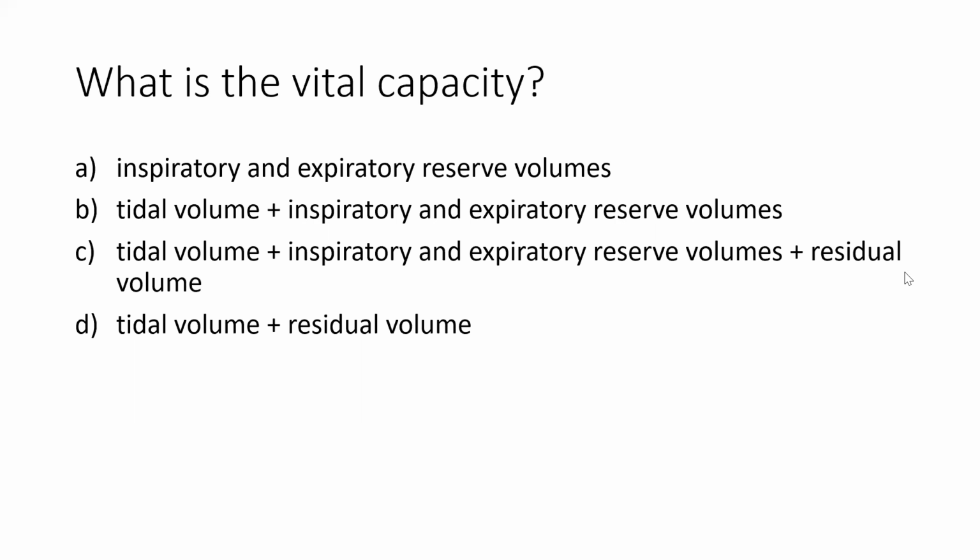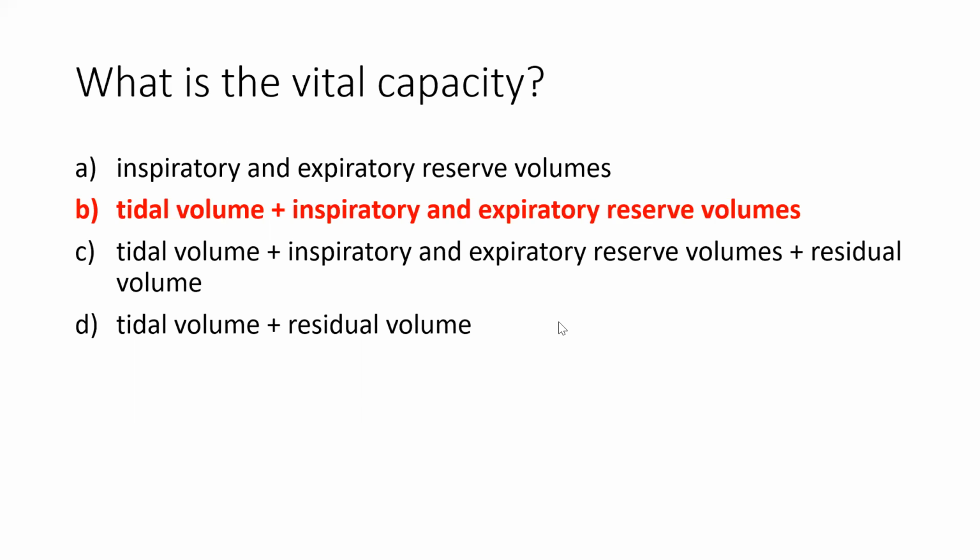Now, some people did select C, A, and D. And remember, the residual volume is not a part of our vital capacity. Another way to describe vital capacity is all the movable volumes, all the volumes that are actively moving with respiration. And remember, residual volume does not move in or out of the lungs with respiration. Okay, and then A is also incorrect because it does not take into account our tidal volume, which is the resting, quiet respiration. Okay, so the answer there was B.